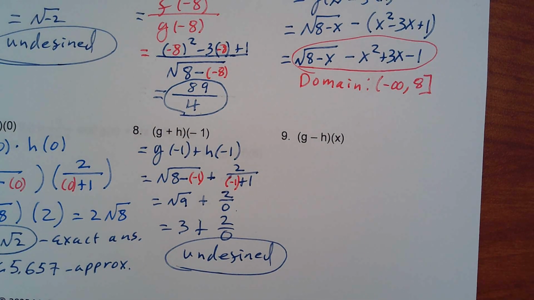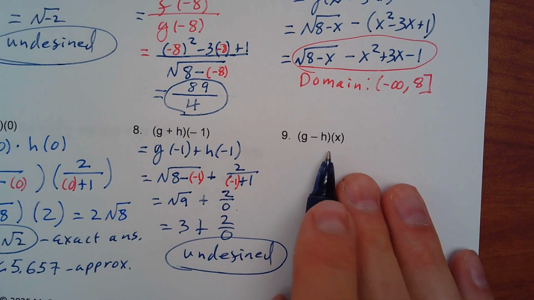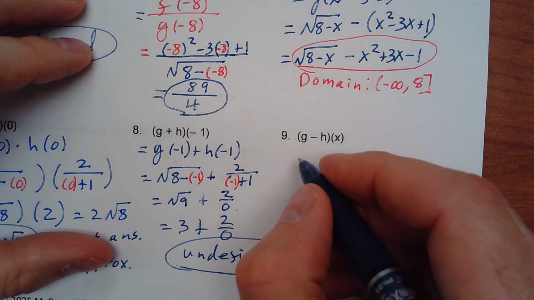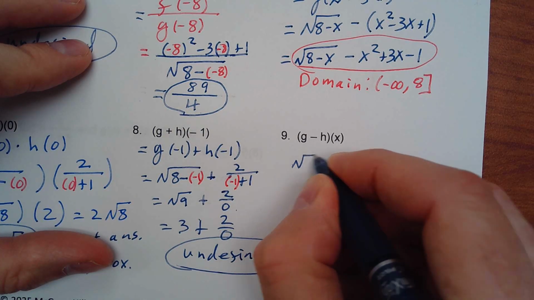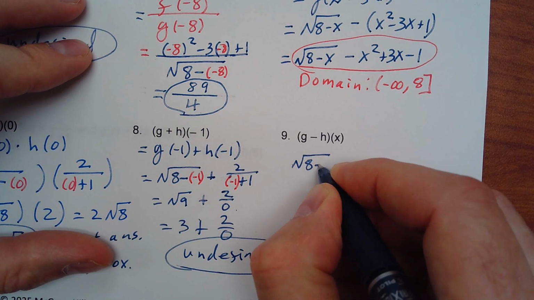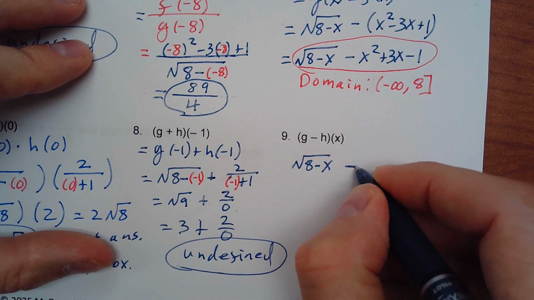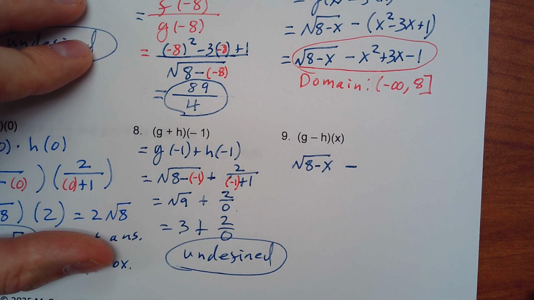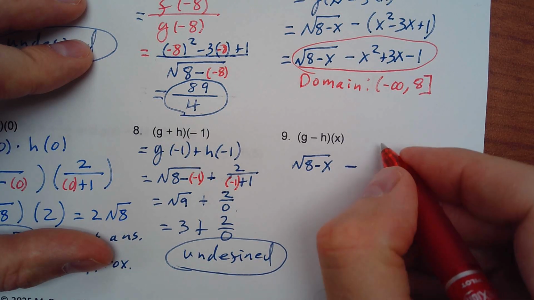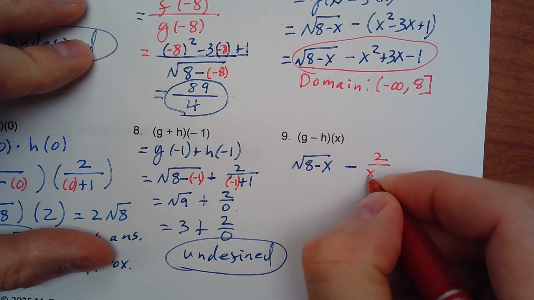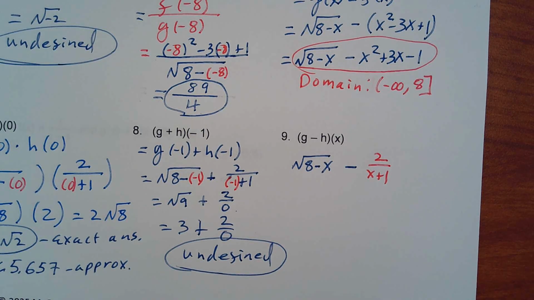And let's try this last one. So again, we're not given a value for x, so we're just going to write down the g function and subtraction, and then we write down h of x, 2 over x plus 1. And that's really as far as we can get it.